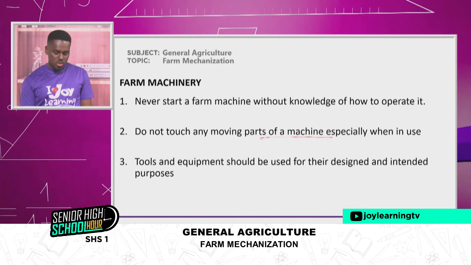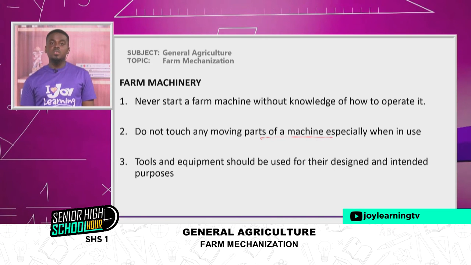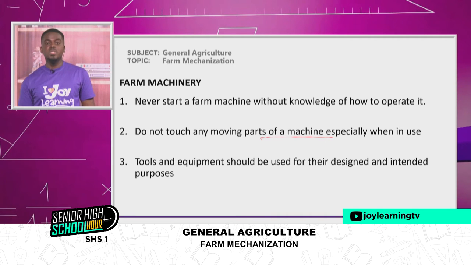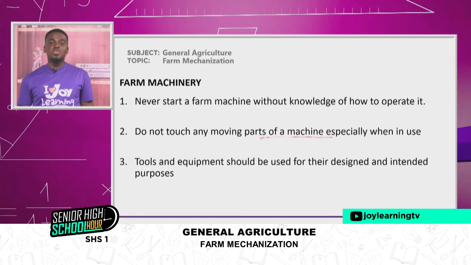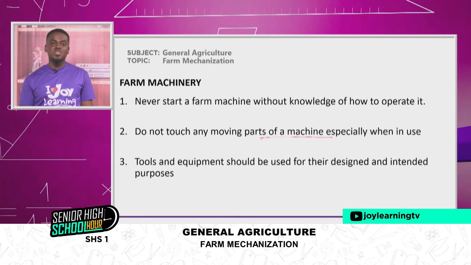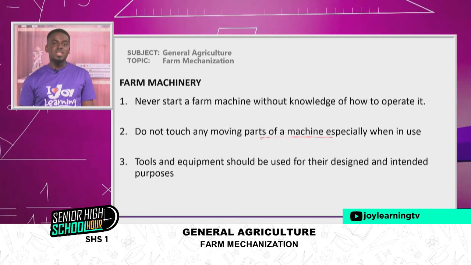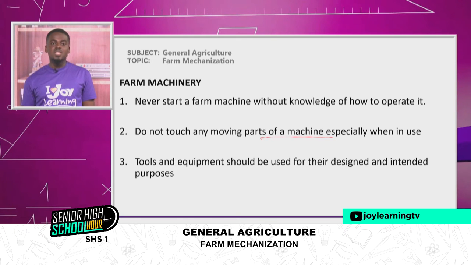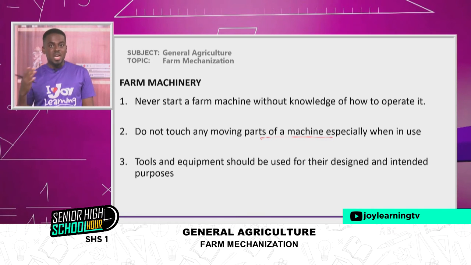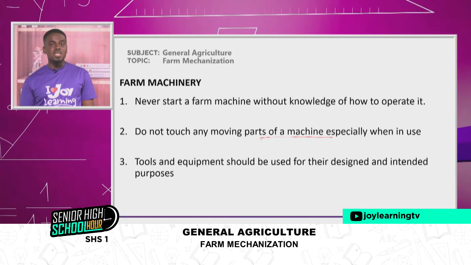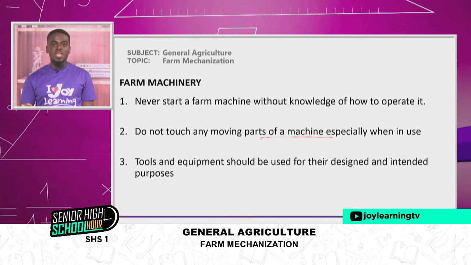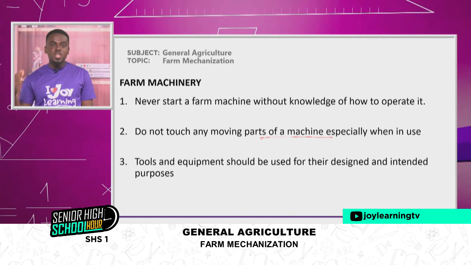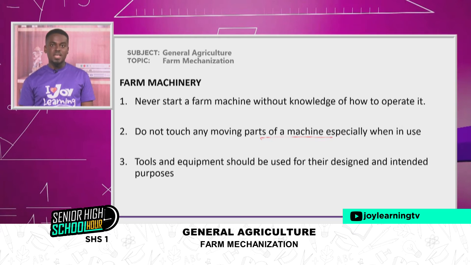Another thing you need to take note of is that tools and equipment should be used for their intended purposes. We are fond of finding so many uses for the tools that we have, probably because we can't afford to purchase all the tools that we need. So you just find one thing. A cutlass is used to weed, for transplanting, for digging, for so many things. But there are tools that are used for transplanting seedlings, and there are tools that are used for digging. So make sure that the tools and equipment on your farm are being used for the purpose for which they were designed.